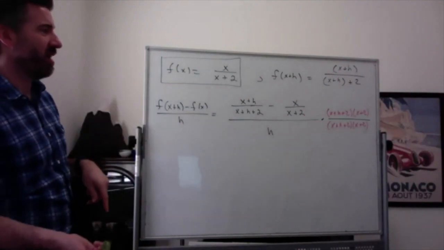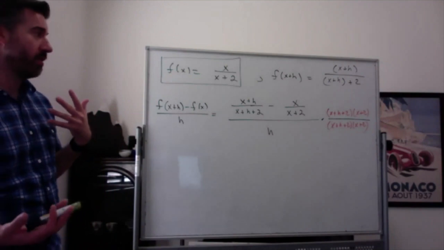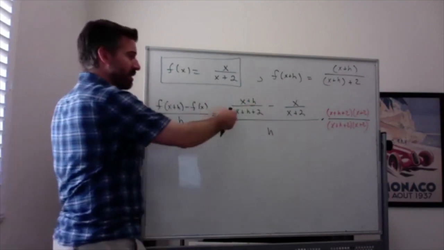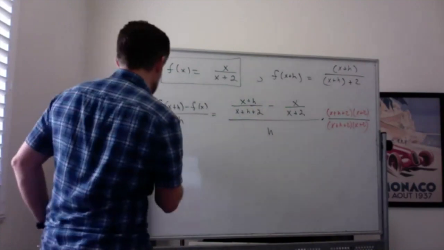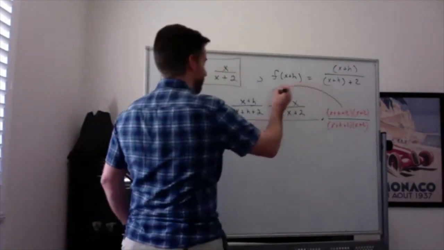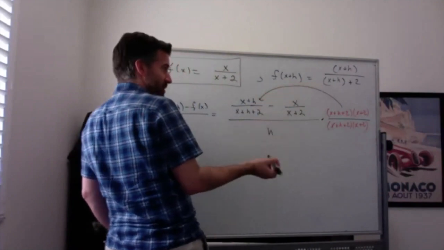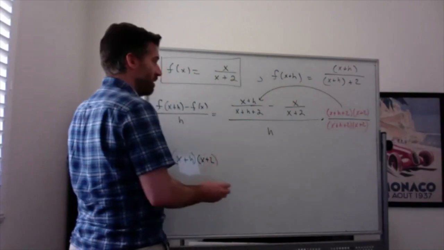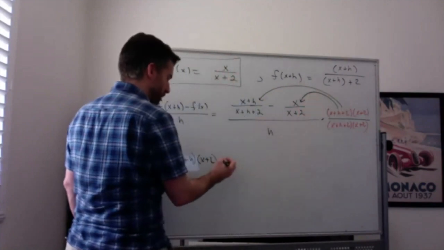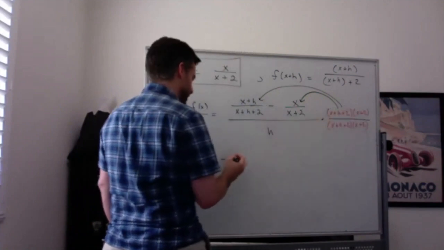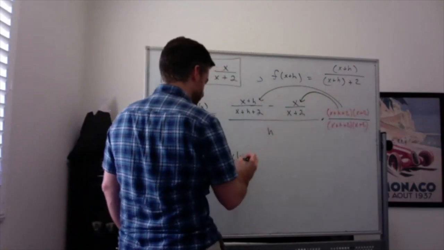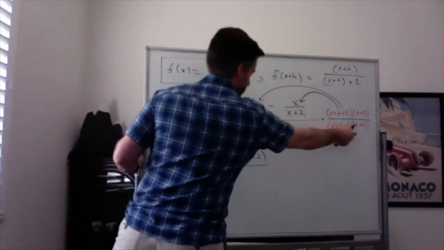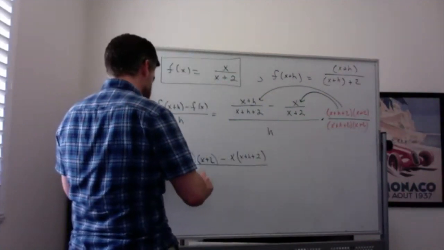So now I'm going to multiply the top and bottom by this common denominator. The whole goal here is that I hate fractions in fractions. The denominators in the numerator are going to end up canceling. So when I distribute this to the first term, the x plus h plus 2 cancel, and I get x plus h times x plus 2. When I multiply this by the second term, I get minus, the x plus 2's cancel, so I get x times x plus h plus 2, all over h times x plus h plus 2 times x plus 2.